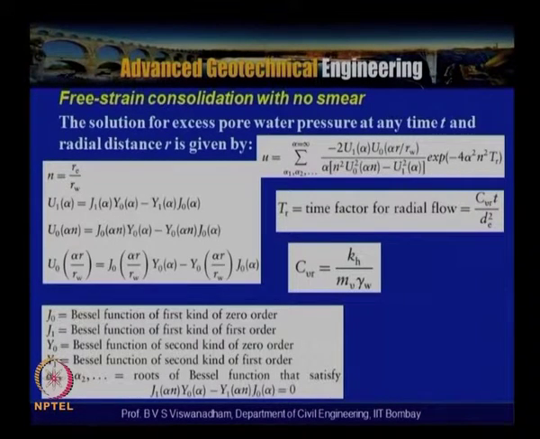and then some Bessel's functions have been used, and the solution has been further simplified for the free strain consolidation with no smear, and Cvr is equal to kh by mv gamma w. So, by knowing kh, by knowing mv and by knowing gamma w, we can calculate what is Cvr, the Cr.